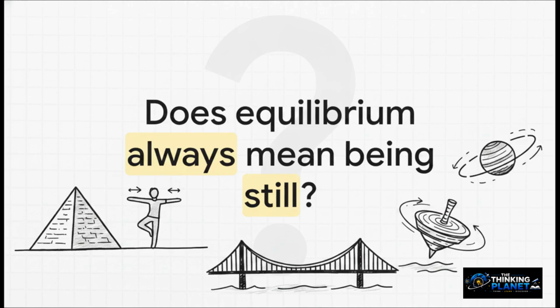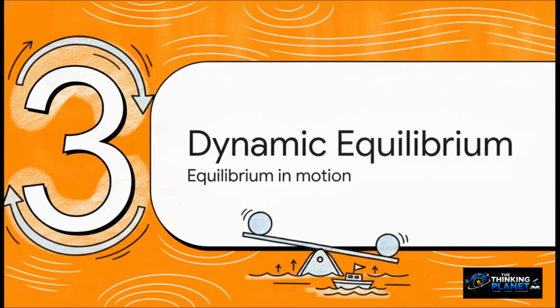But this brings us to a really fascinating question, one that messes with our intuition a bit. Does equilibrium actually mean an object has to be completely still? Does perfect balance only exist when all motion stops? Let's find out in Section 3, defining dynamic equilibrium.